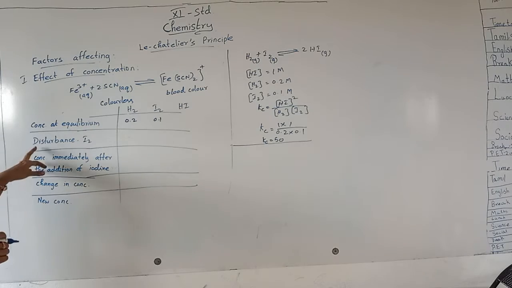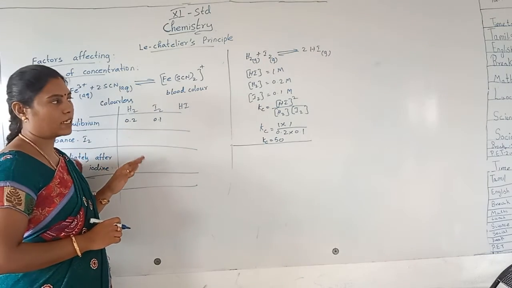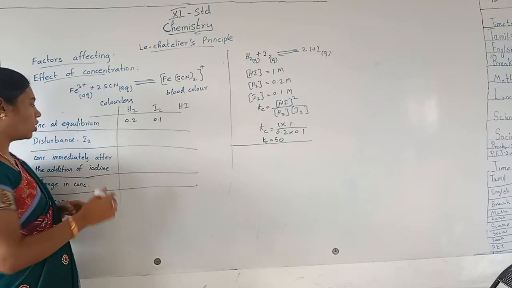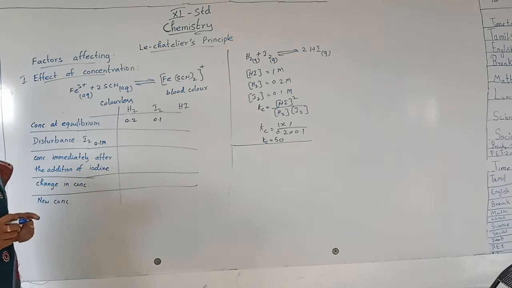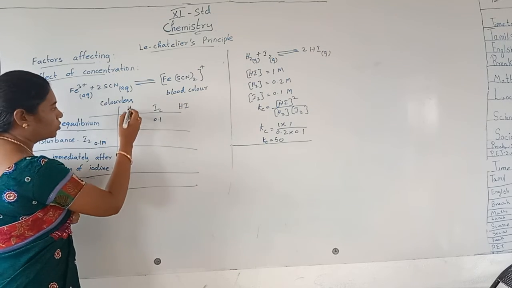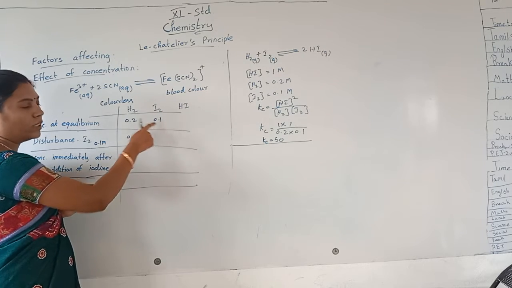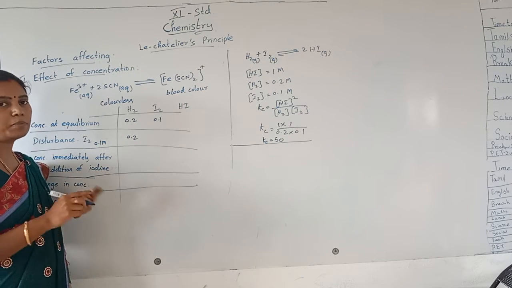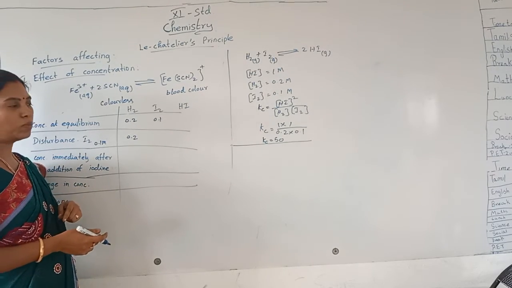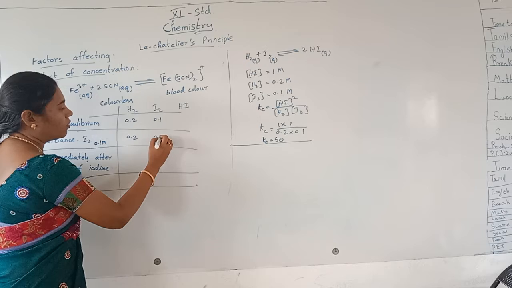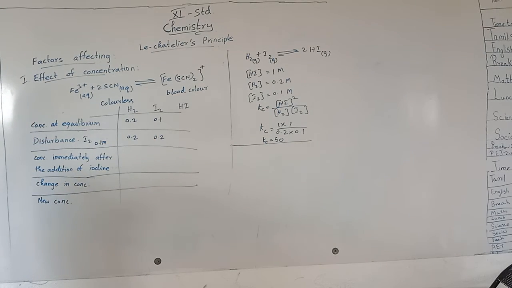Okay. The next is the disturbance of iodine concentration, the disturbance of iodine concentration by 0.1 molarity. So the hydrogen value is 0.2 and the iodine concentration is already 0.1, plus the addition of another 0.1 molarity, so the addition makes it 0.2 molarity.